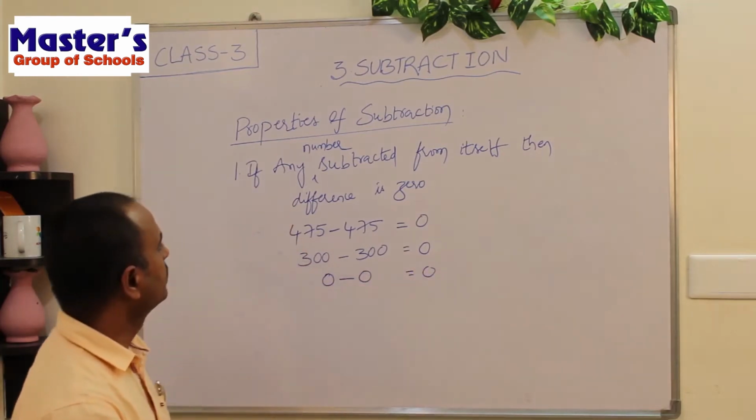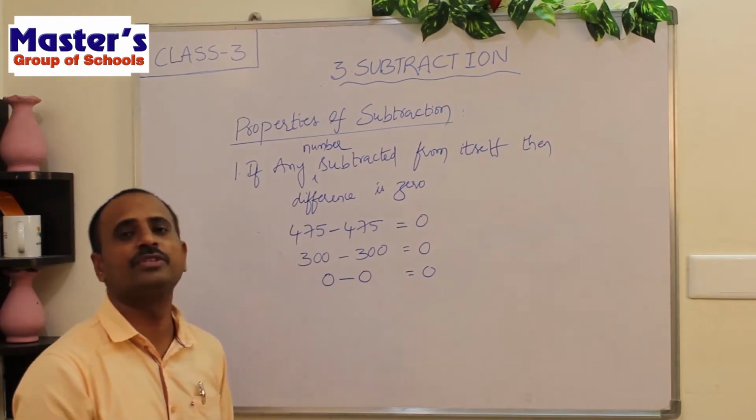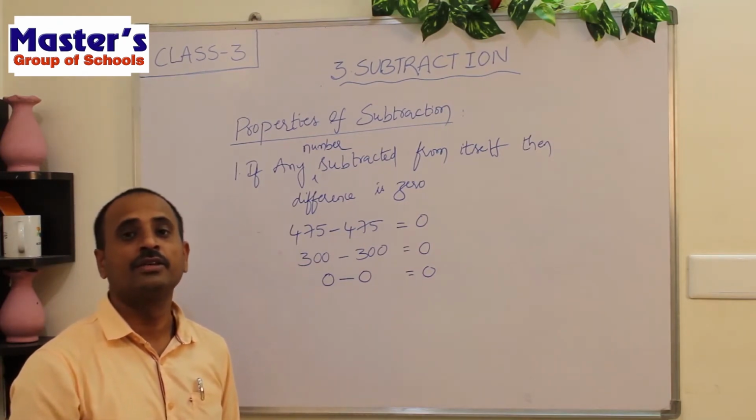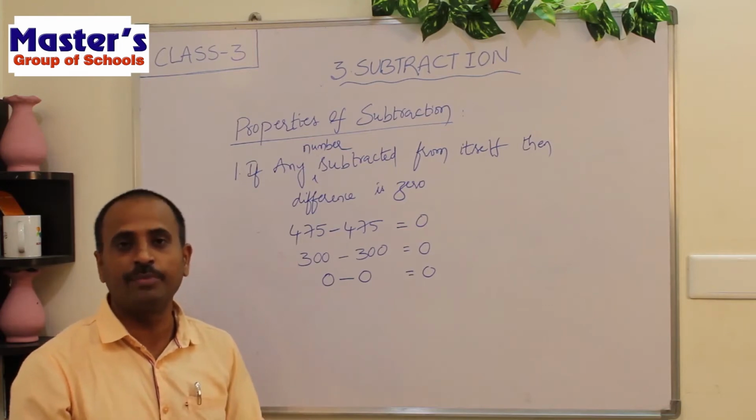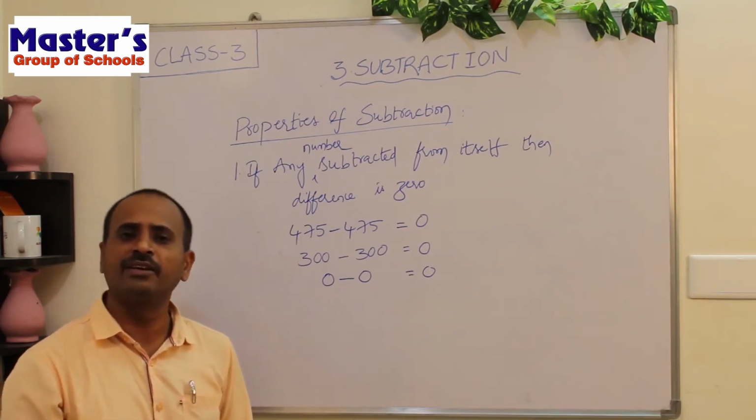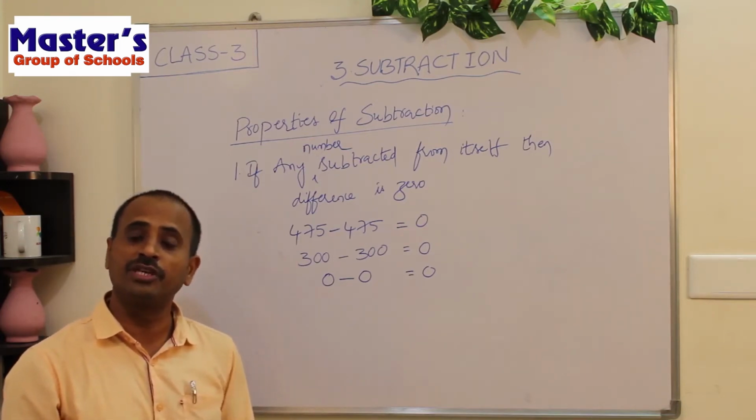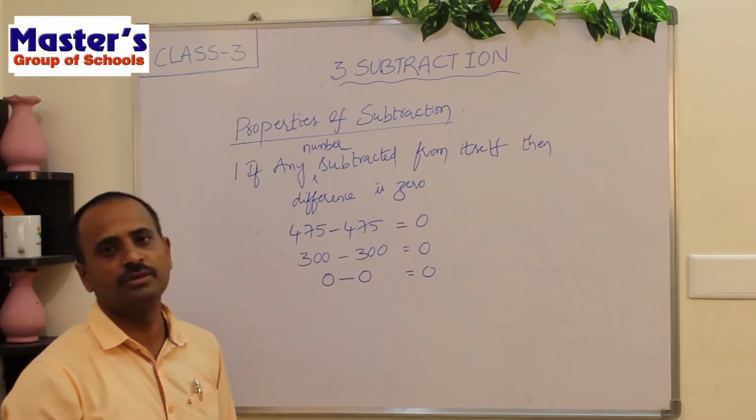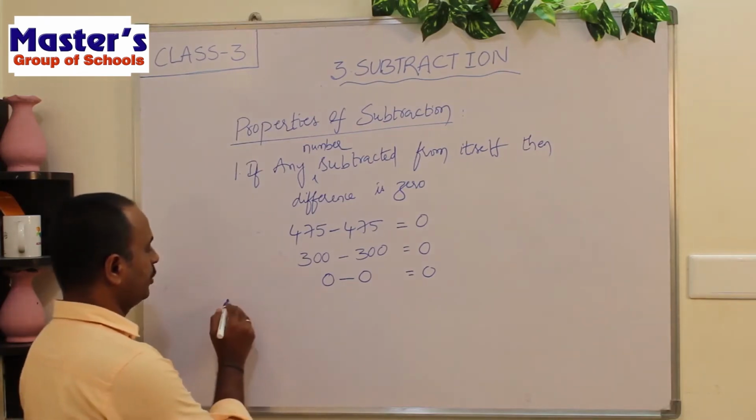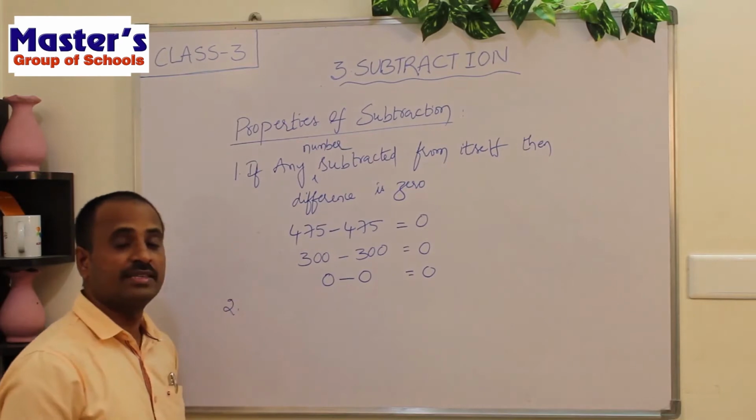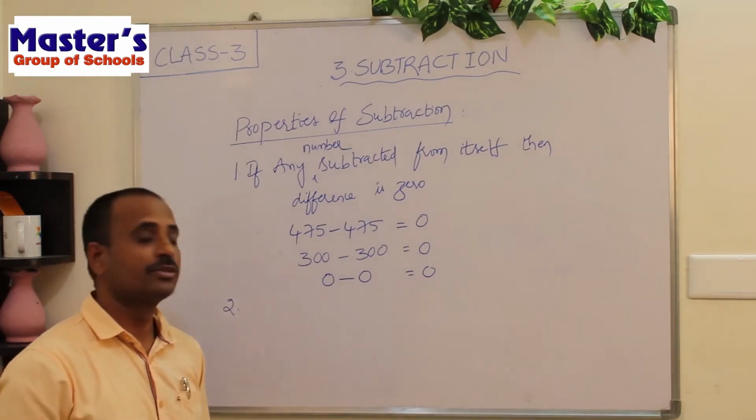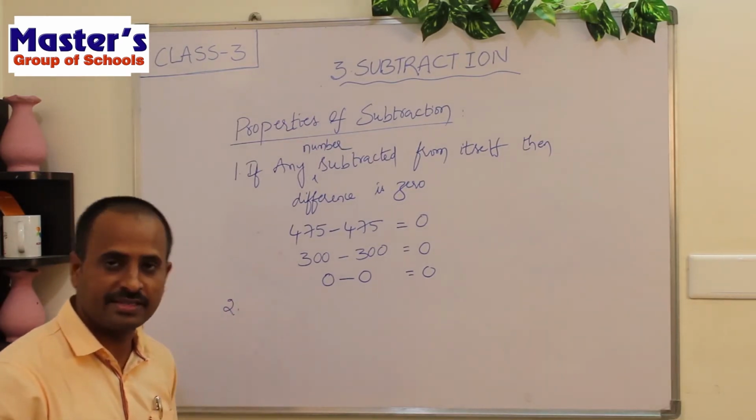So children, this is the first property of subtraction. That means the difference between the same numbers is 0. If you take the same numbers and subtract, the answer becomes 0. Next, what is the second property of subtraction? You have already learned this in the second class.